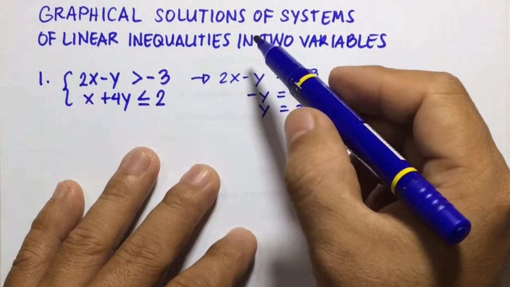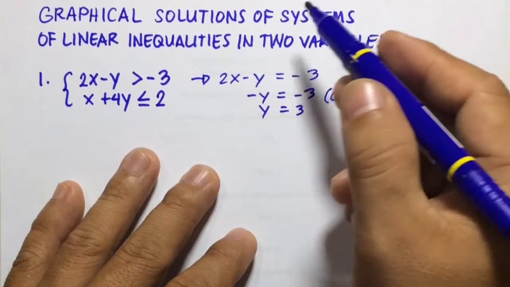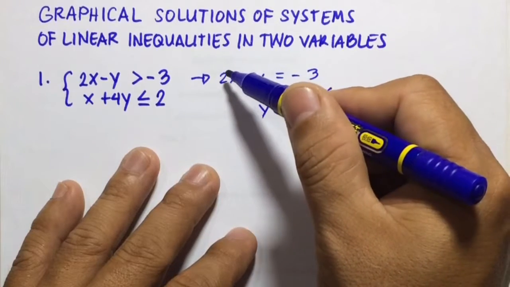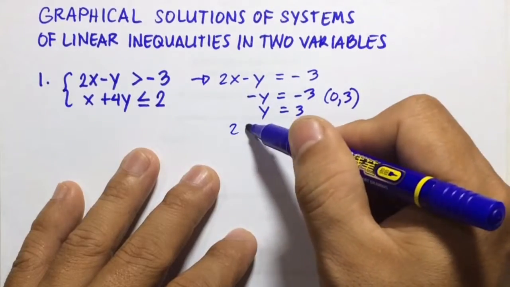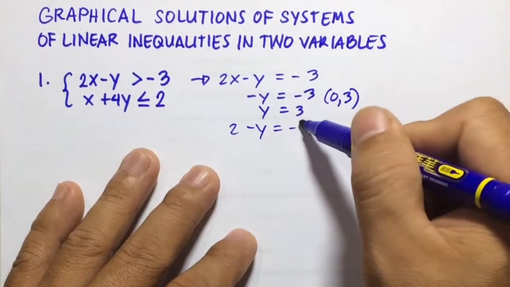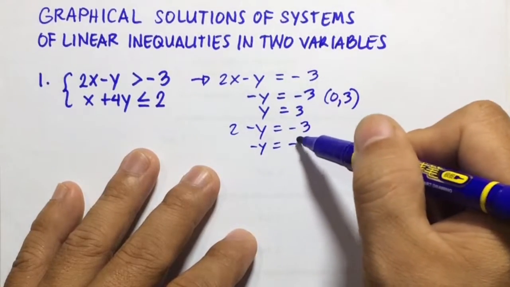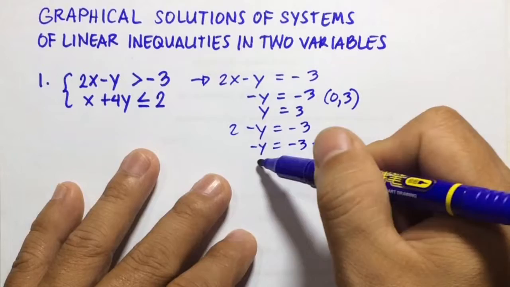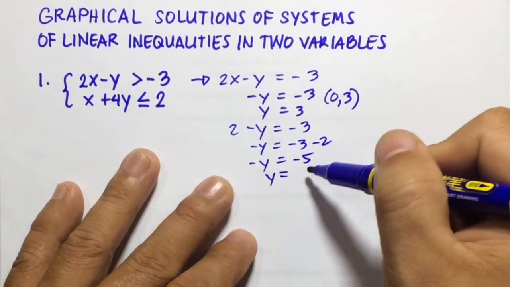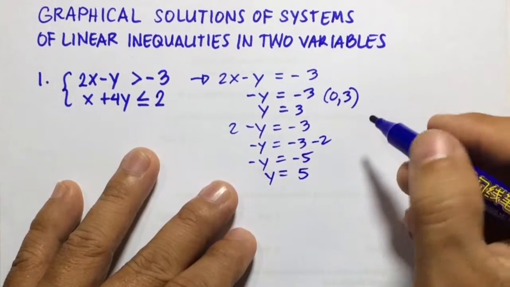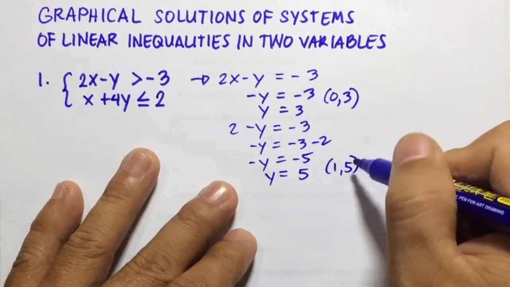Then for the second point, we're going to use the value x equals 1. If x is 1, this will be 2 times 1, which is 2. So we're going to have 2 minus y equals negative 3. Then negative y equals negative 3 minus 2, so negative y is equal to negative 5, and y is equal to 5. So the second point will be (1, 5).